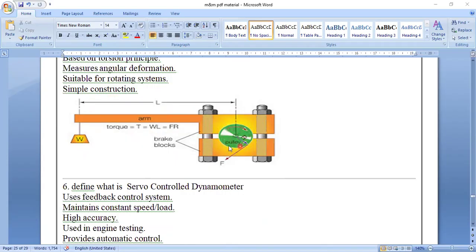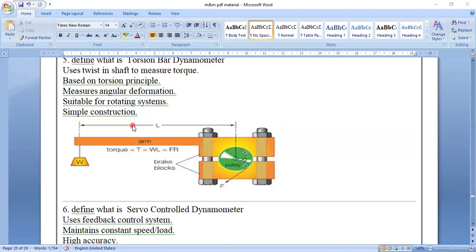The force is read here. How much force is there? So this is a torsion bar type material. How much angle this is displaced, this angle is shown here by using this pulley.